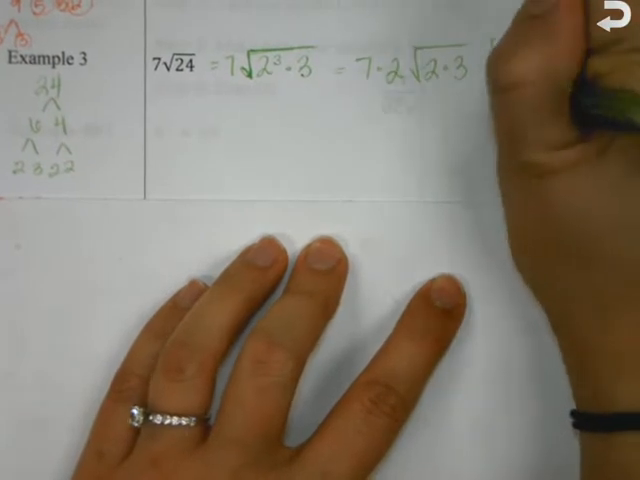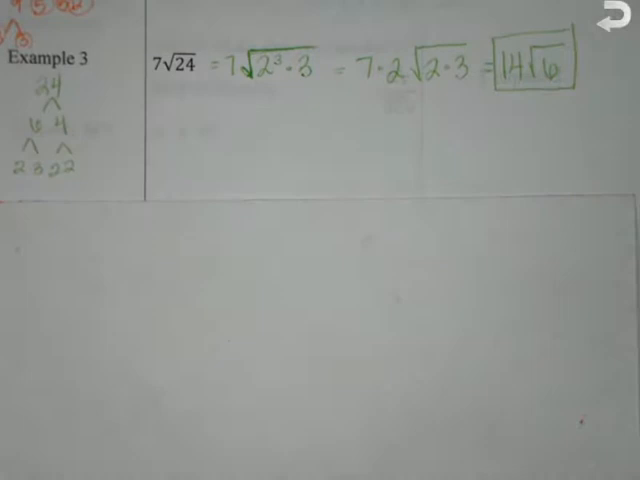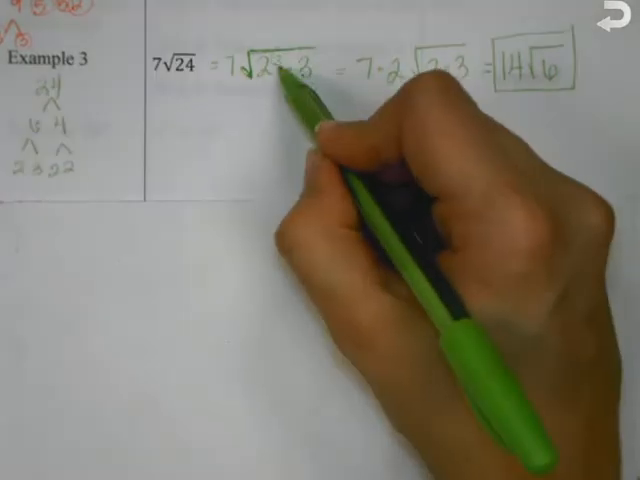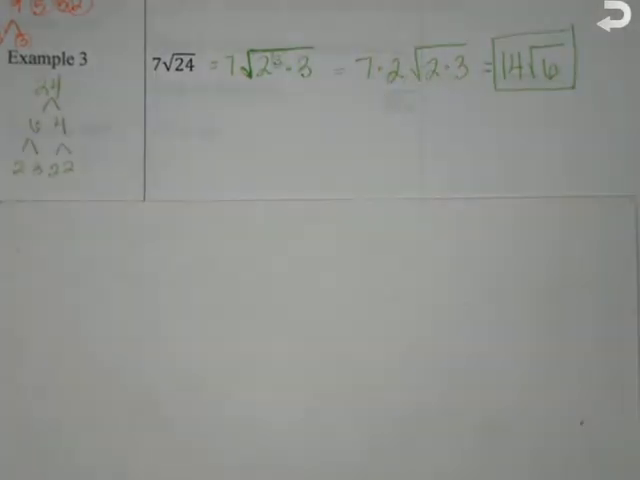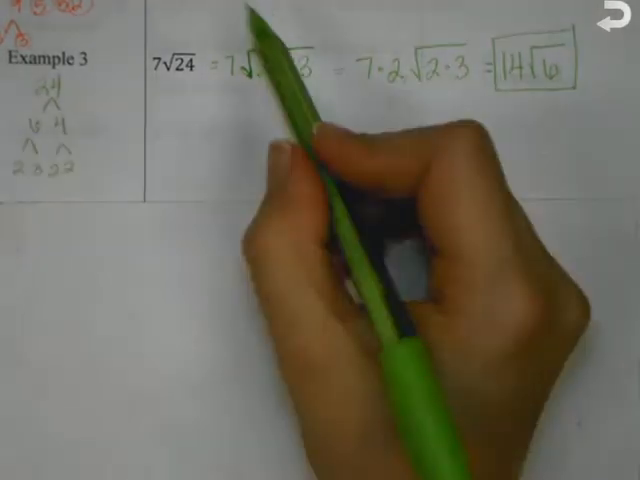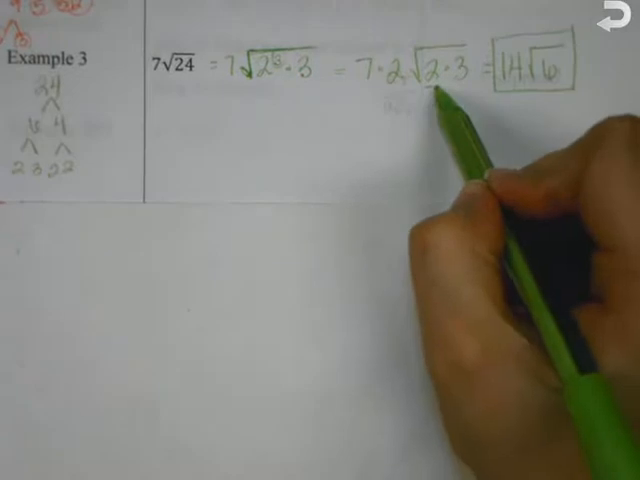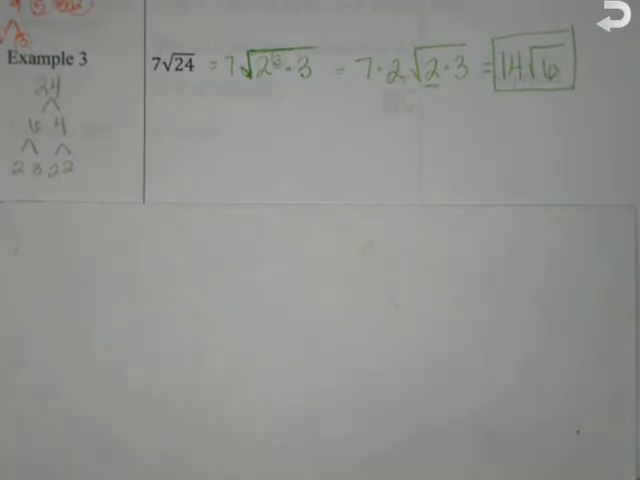Okay? So 2 to the third is not an even number. It's not divisible by 2, so one of them had to stay on the inside because we are only looking for pairs of numbers. Make sense?